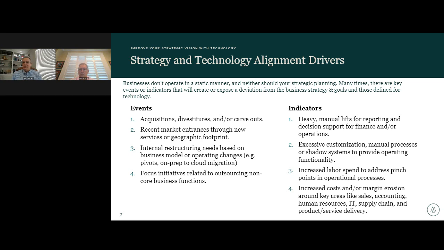Increased cost or margin erosion around key areas like sales, accounting, HR, supply chain, or product service delivery, especially if I don't understand why that margin is eroding, so that clearly I'm not getting the reporting of the granularity I need to understand where that cost of sale and where that cost of goods sold is going. All these being kind of events and indicators that some alignment needs to occur.